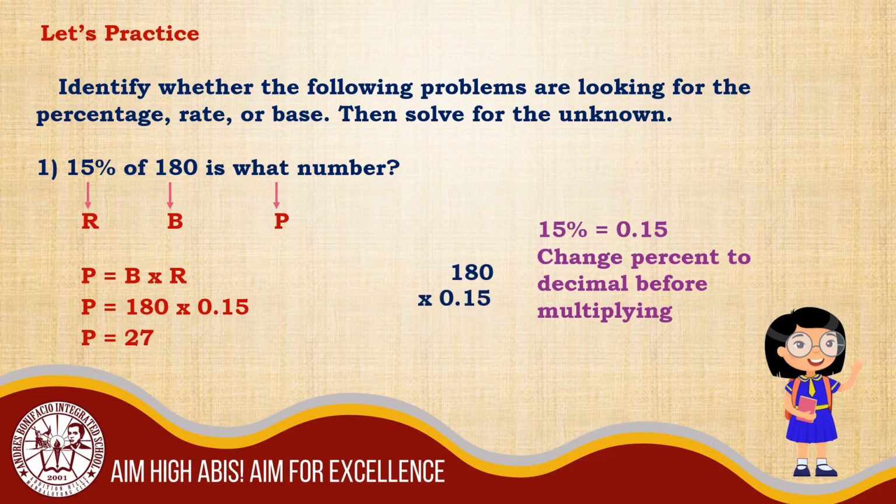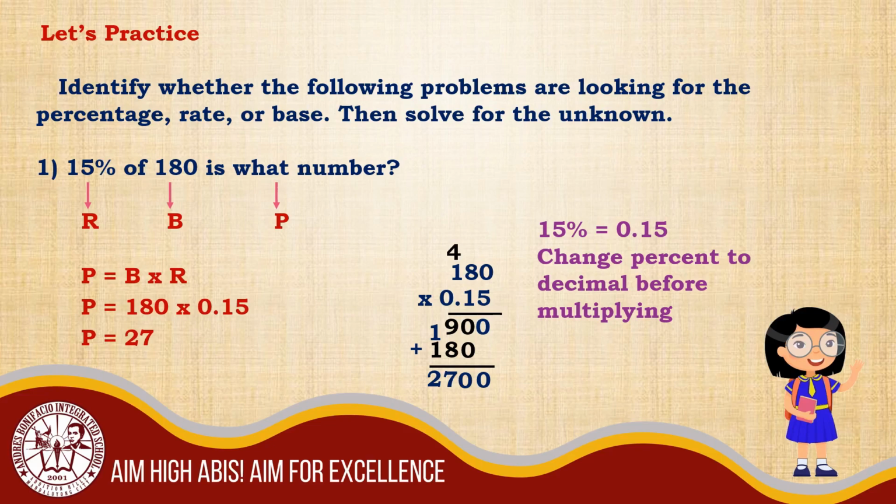180 times 15 hundredths is equal to 5 times 0 is 0. 5 times 8 is 40. Bring down 0, carry 4. 5 times 1 is 5. Plus 4 is 9. 1 times 0 is 0. 1 times 8 is 8. 1 times 1 is 1. Then add the partial product. Bring down 0. 0 plus 0 is 0. 8 plus 9 is 17. Bring down 7, carry 1. 1 plus 1 is 2.